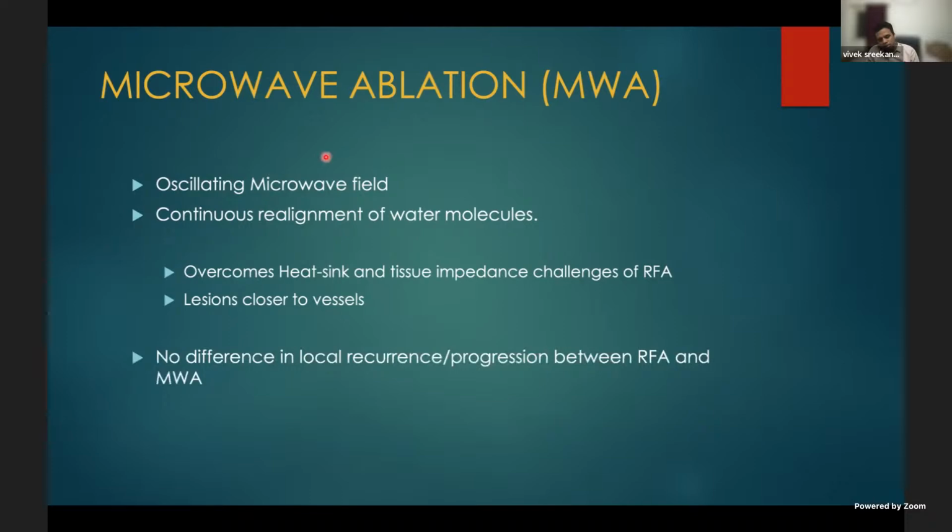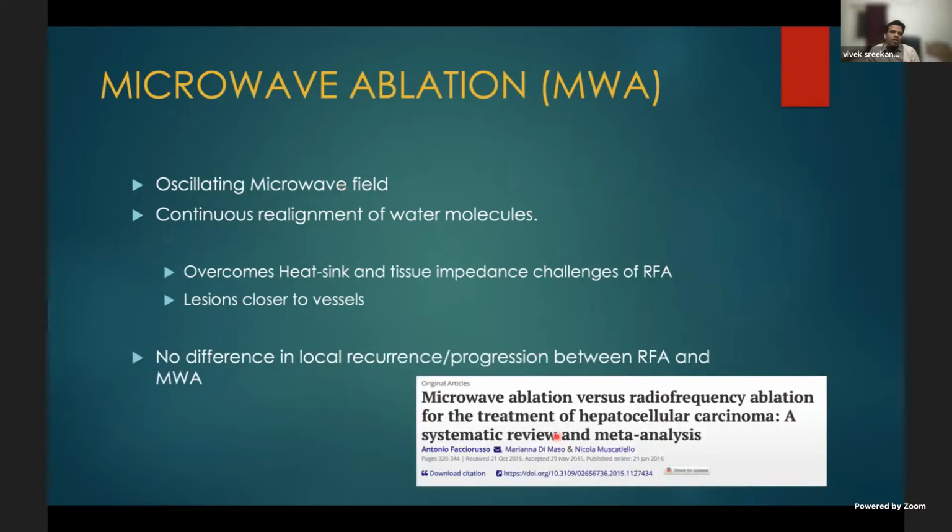But in a study, they compared the efficacy of microwave ablation versus radiofrequency ablation. A systematic review and meta-analysis was done. In this study, where 450 patients were evaluated, there is no difference in local recurrence or progression between RF and microwave ablation. But in our practical experience, whenever there is a subcapsular lesion or the lesion is closer to a vessel, we usually go for microwave ablation.